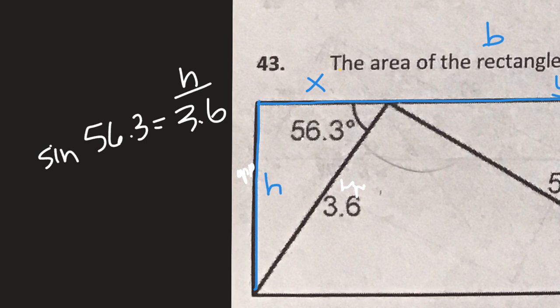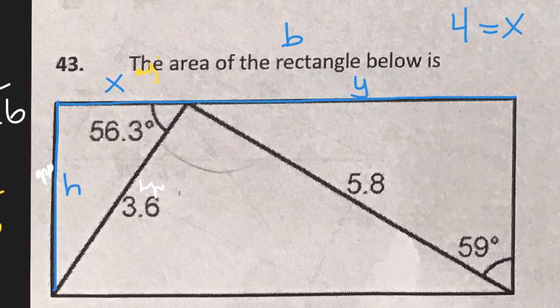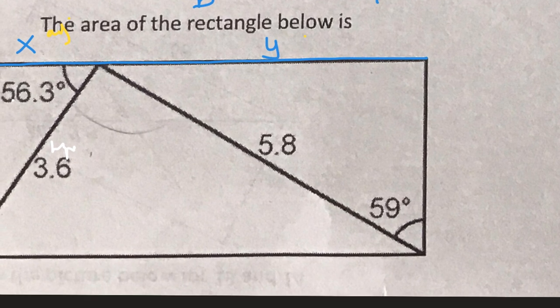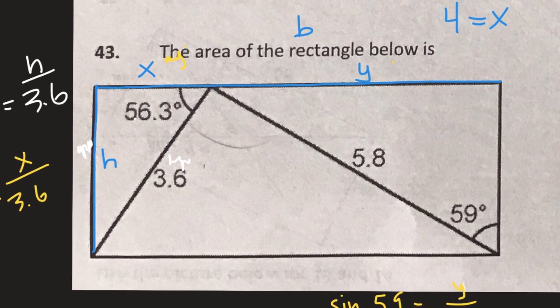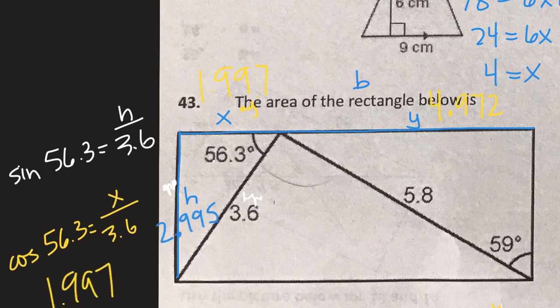Now, x is my adjacent side. Adjacent uses cosine. So the cosine of 56.3 equals x over 3.6. And then over here, right, y is the opposite side. So to find y, I'm also going to use the sine. The sine of 59 equals y over 5.8. Okay, so I'm going to do these 3 calculations, and I will come back with the answers.